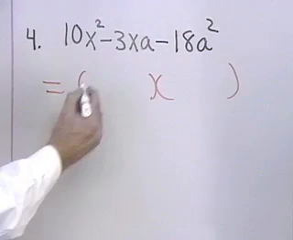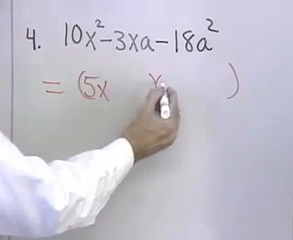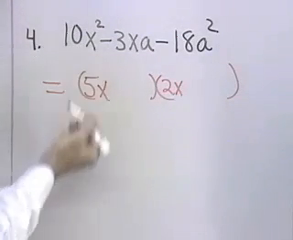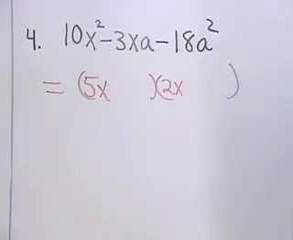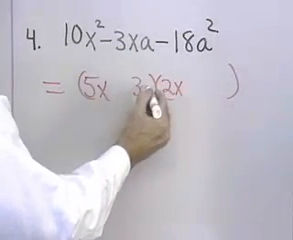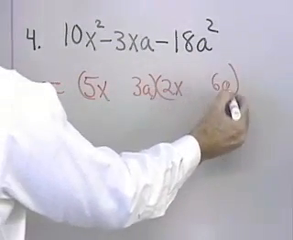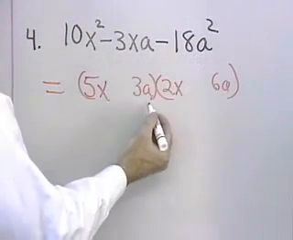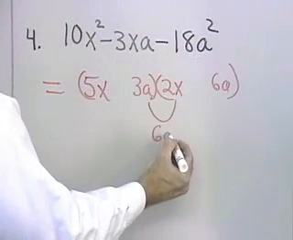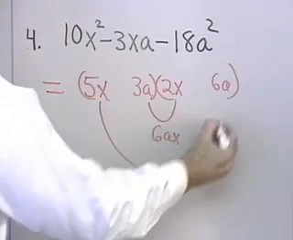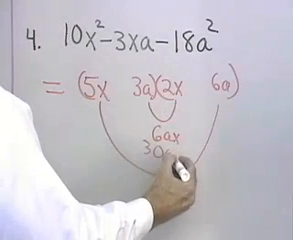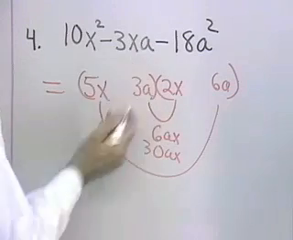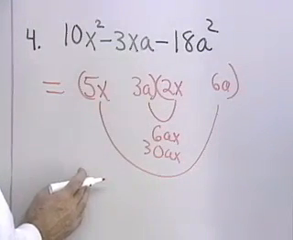So let's try 5x and 2x, because 5x times 2x is going to give me 10x squared. And then let's try 3a and 6a, because 6a times 3a is 18a squared. Okay, inside I would get 6ax. Outside I would get 30ax, and there's no combination of these with addition or subtraction that's going to give me -3ax.